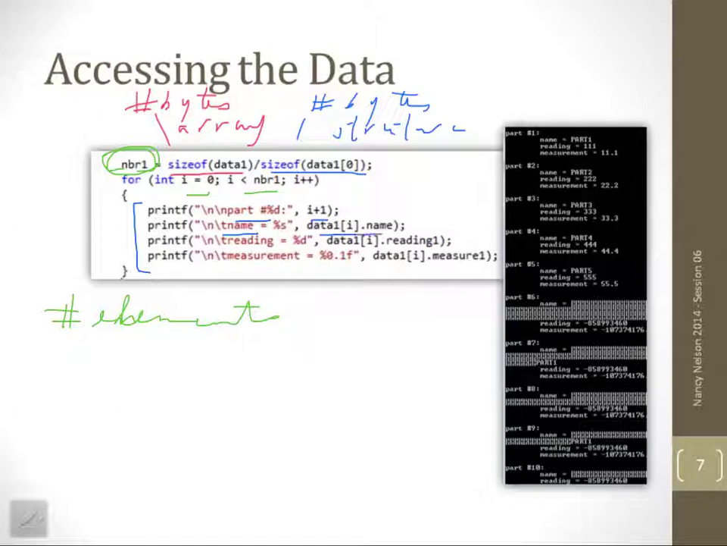Now here, I'm printing the name of that element, the floating point number, the integer, followed by the floating point number. And if we look over here, this is actual output. So we have part number 1 was called part 1, and the integer value stored was 111, and the measurement was 11.1. And if you remember from a couple of slides ago, we had part 2 with 222s, we had part 3 with 333, part 4 with 444, part 5 with 555.